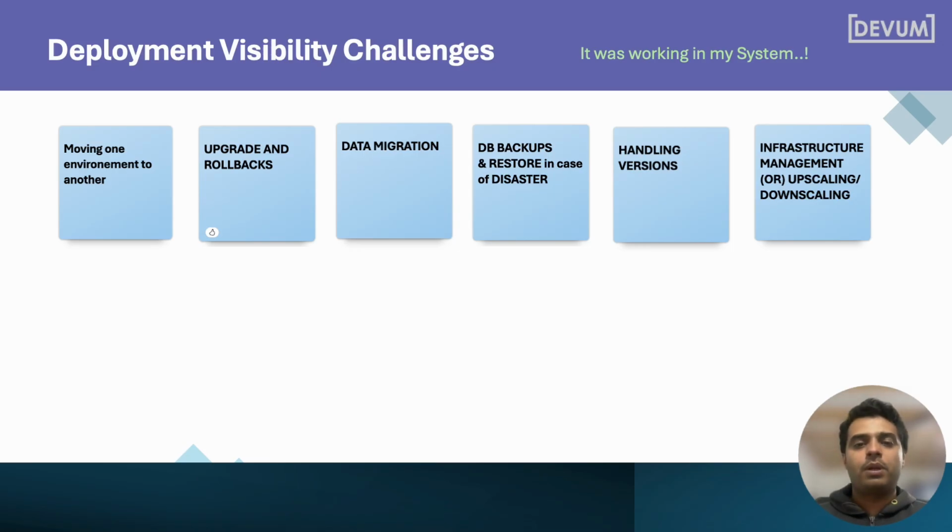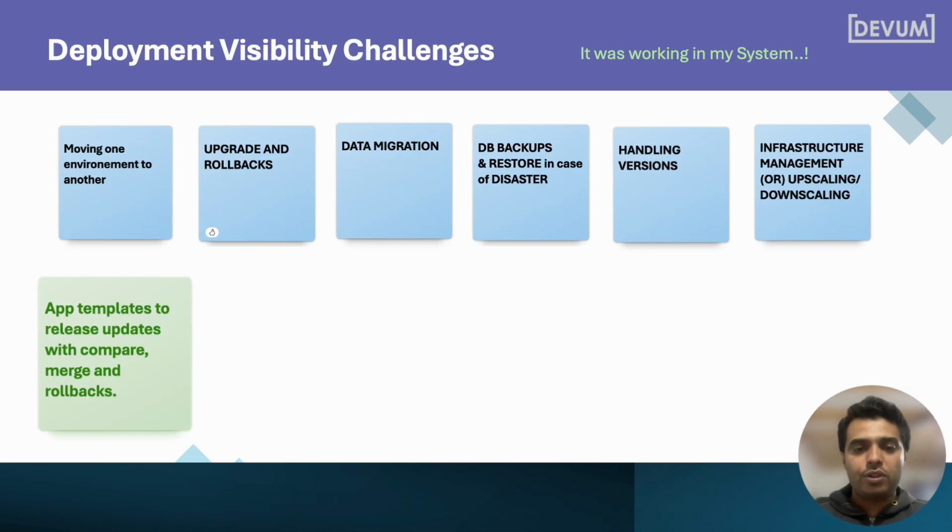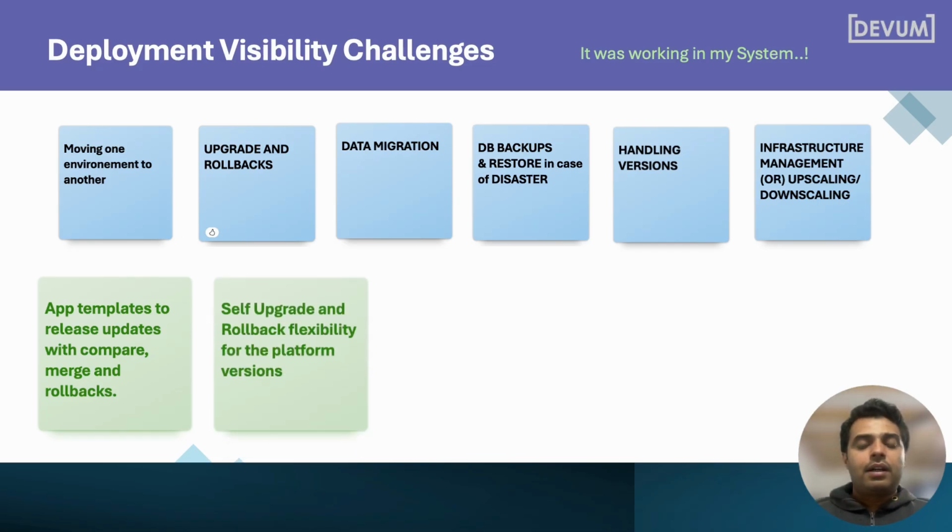To address a few of these problems, Devum has introduced a few features that can be fully controlled by the application developers themselves, like app templates. App templates is a feature which allows the application developer to export the entire application as a JSON file. Devum offers visual tools to do the upgrades and the rollbacks on their own, just a button click away.